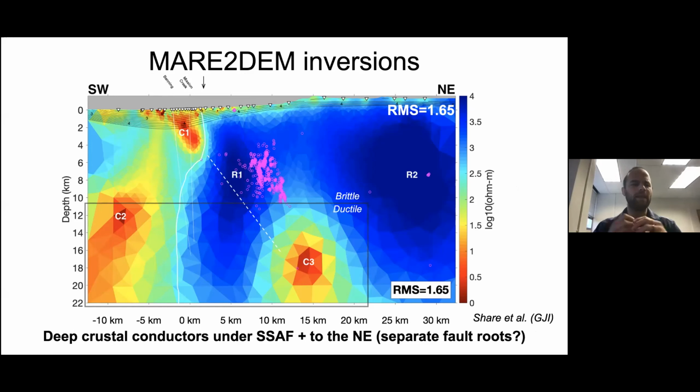And people normally say that that probably relates to some minute amounts of saline fluid that is interconnected over very, very large distances. It's one possible cause of these type of conductors, which to me is quite exciting because these might be essentially fault roots that are manifesting at ductile crustal depths beneath the San Andreas fault system.